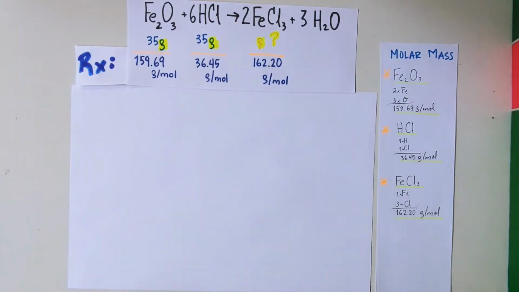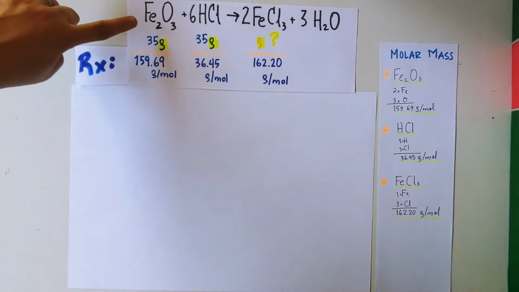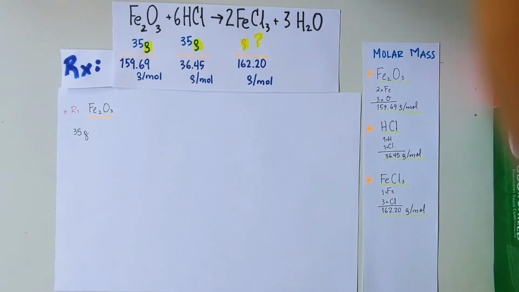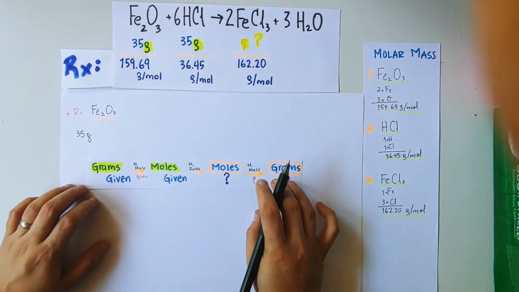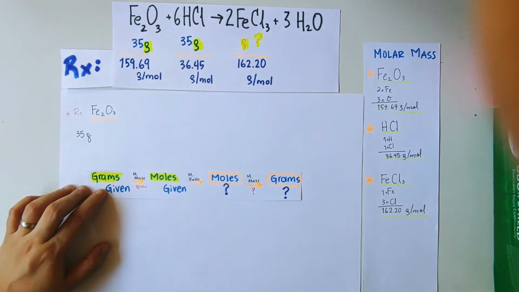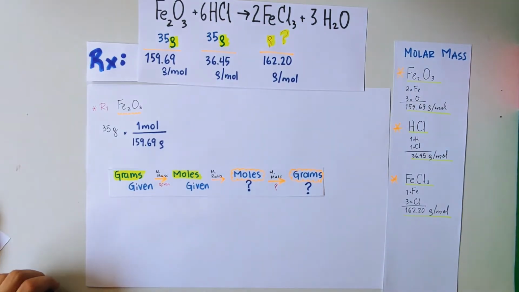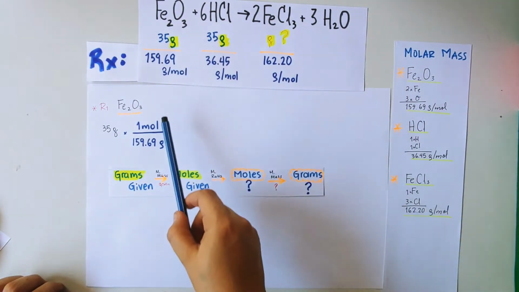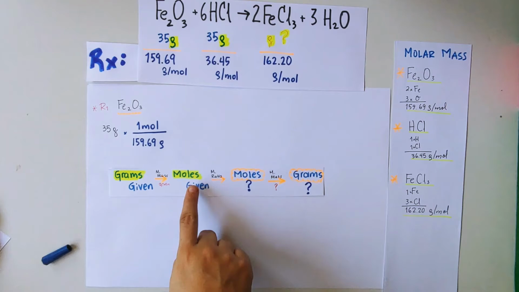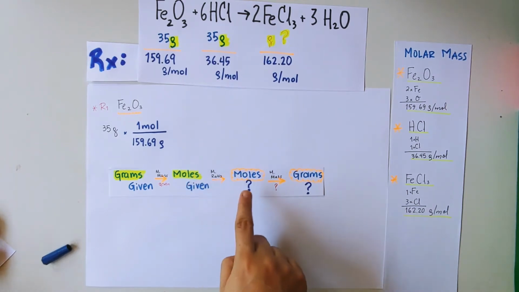So we start with the reactants. I have my reactant 1, that is iron-3 oxide. So I begin with my given. The problem gives me 35 grams. Remember, here we have the path that we need to follow. I need the molar mass of the given. So I have in 1 mole of iron-3 oxide 159.69. Then I need to multiply times the mole ratio between moles given and the moles unknown.